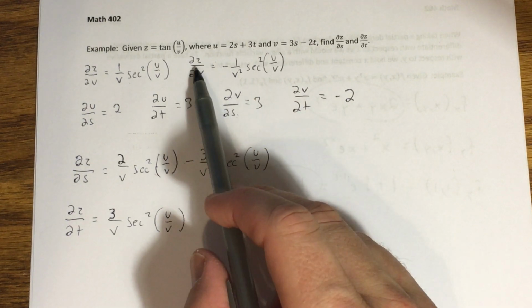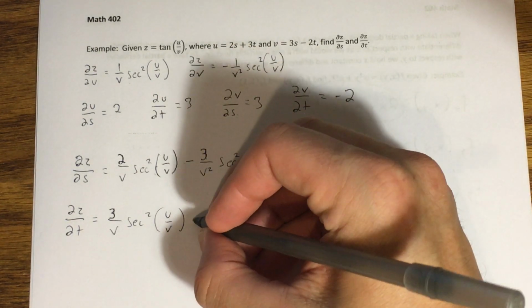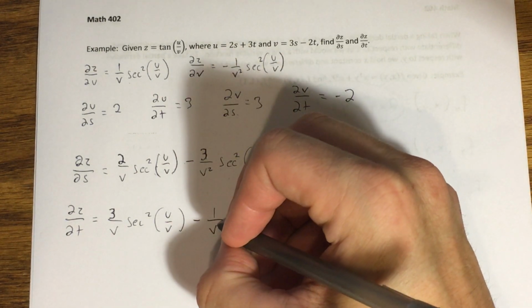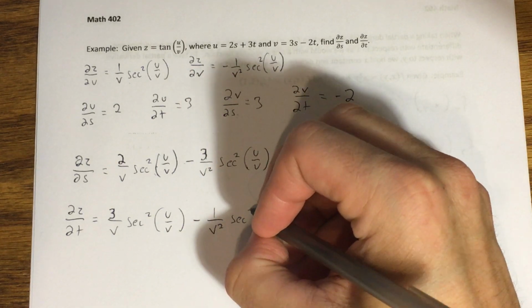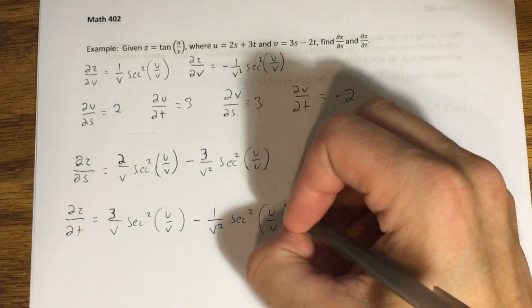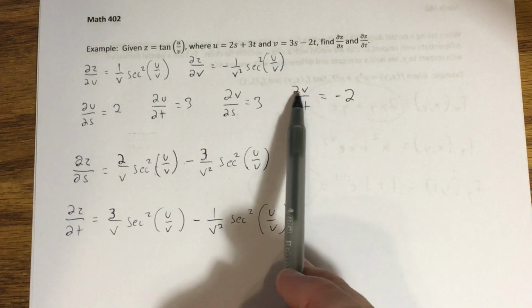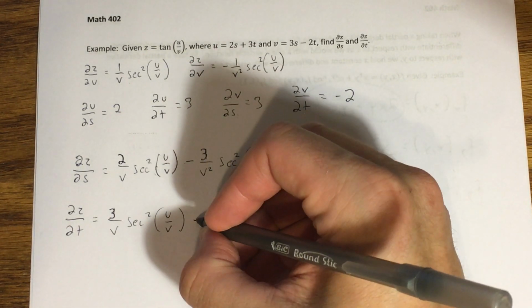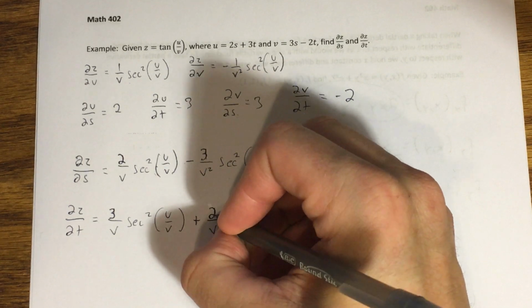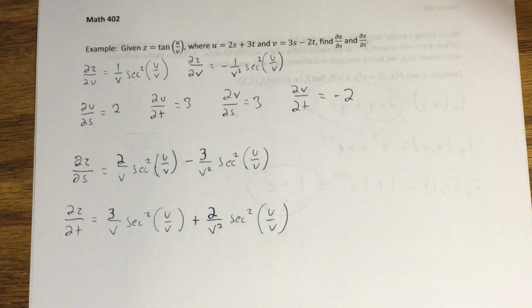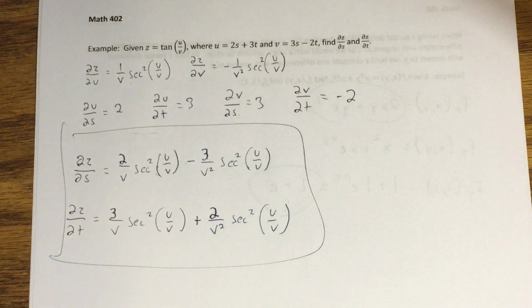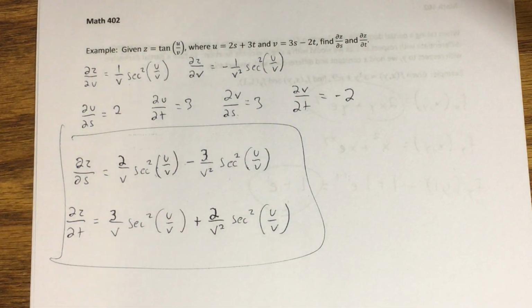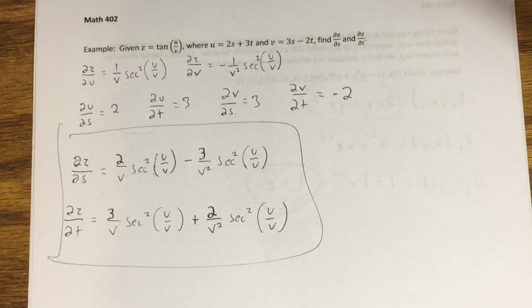And then we multiply by this partial here. Again, minus 1 over v squared secant squared of u over v, and we multiply that to the partial of v with respect to t, which is negative 2. So multiplying by a negative will actually make this plus, and then 2 goes there. They look complicated, but it's really just figuring out each individual ingredient and plugging it in where the chain rule is telling us to plug it in.